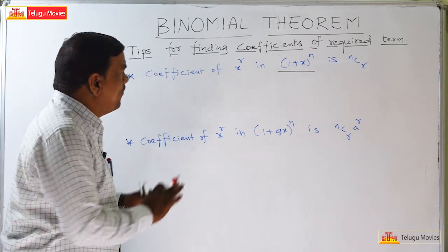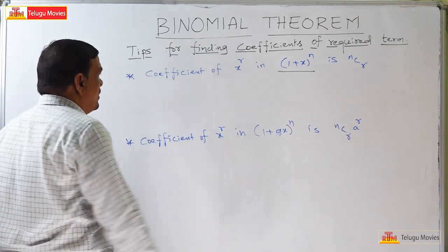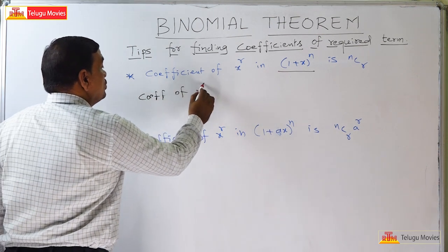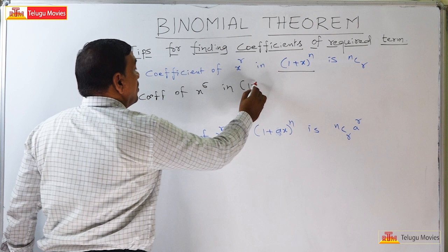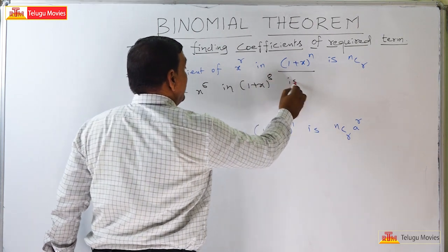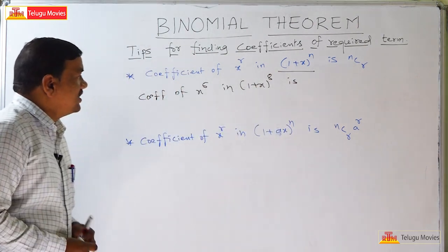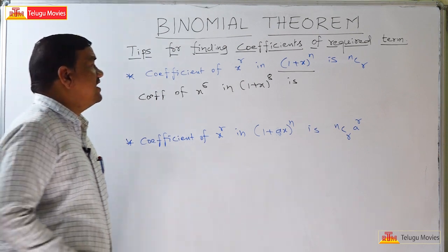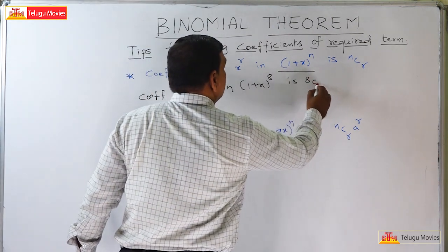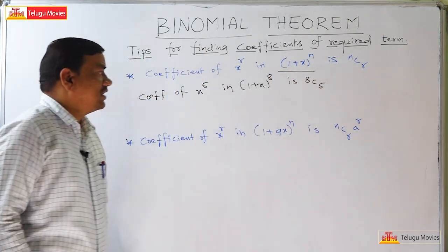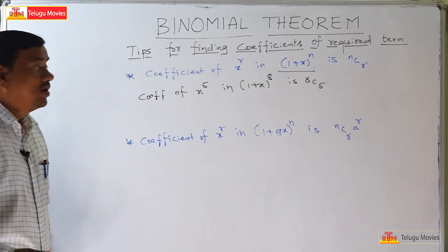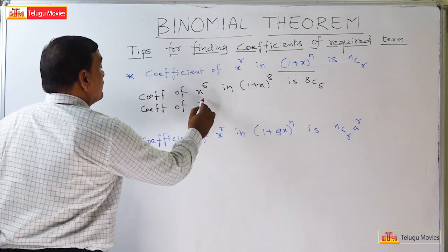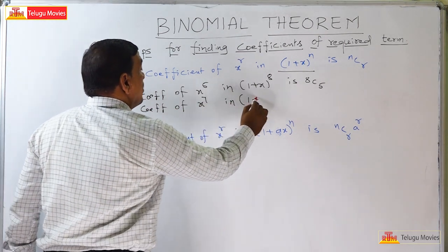Okay, now for example, you are asked to find the coefficient of x to the power of 5 in the expansion of (1 plus x) whole to the power of 8. The coefficient of x to the power of 5 in the expansion of (1 plus x)^8 is simply 8C5. That's all, 8C5.